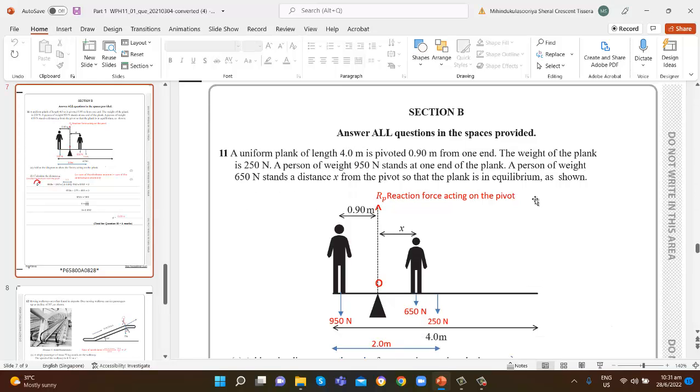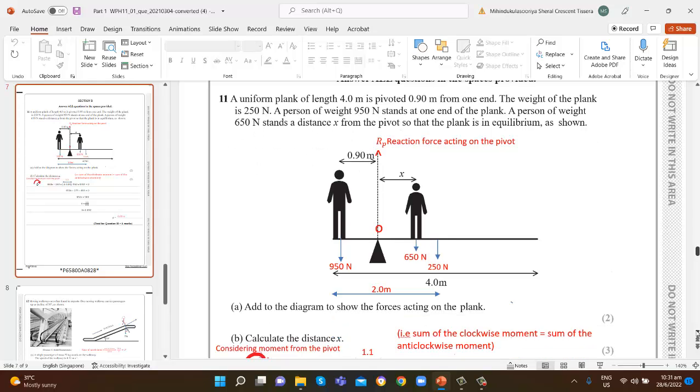Okay, now go to section B. Answer all questions in the spaces provided. A uniform plank of length 4 is pivoted 0.9 N from one end. Weight of the plank is 250 Newton. A person of weight 950 stands at one end of the plank. A person of weight 650 stands distance x from the pivot so that the plank is in equilibrium as shown. Okay, so now I have drawn everything, the reaction force acting on the pivot.